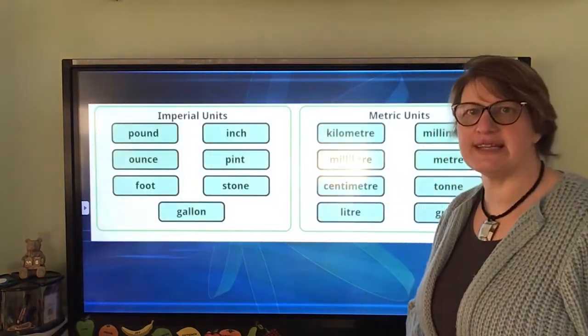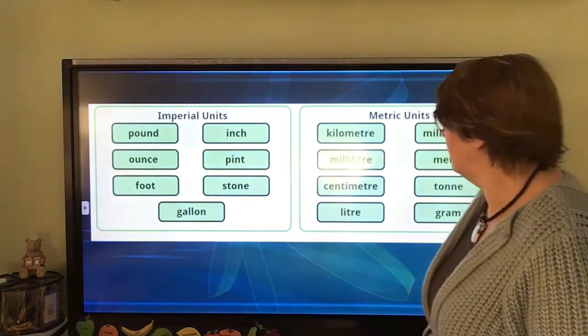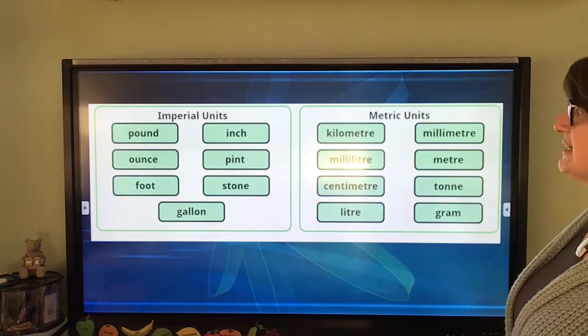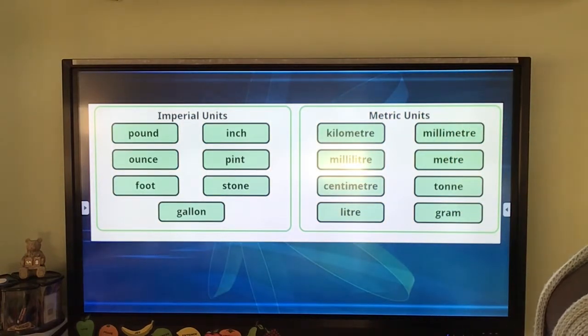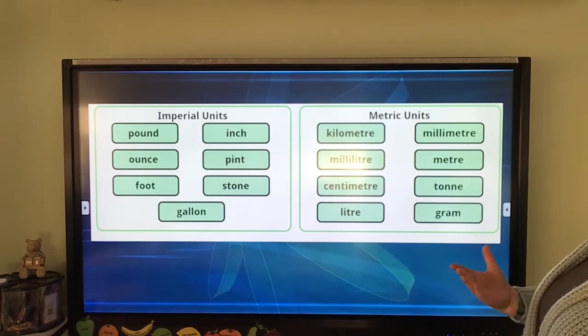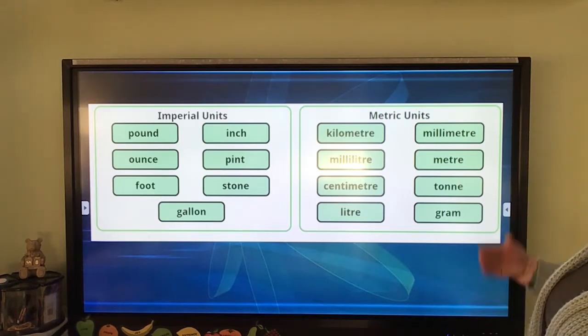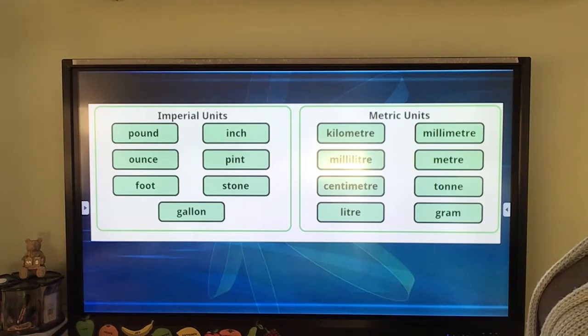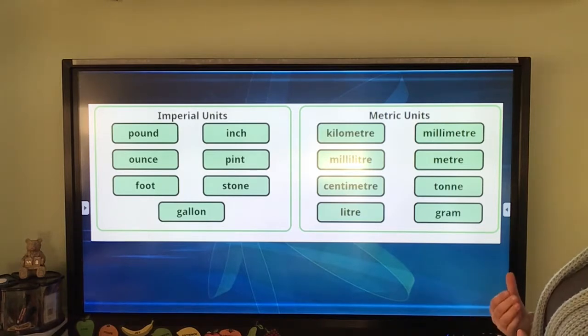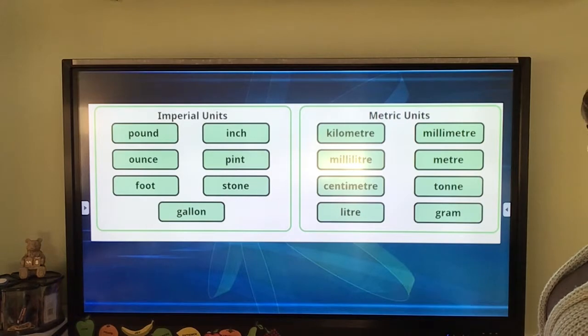And hopefully this is what you came up with. That imperial units are things like pounds and inches and ounces, pints. We often talk about our height in feet and inches. People will often talk about buying a pint of milk, and our metric units are ones like kilometre and centimetre, grams and metres and tonnes. If we're buying our milk, we actually buy it from the supermarket in litres, even though we often talk about having a pint of milk.